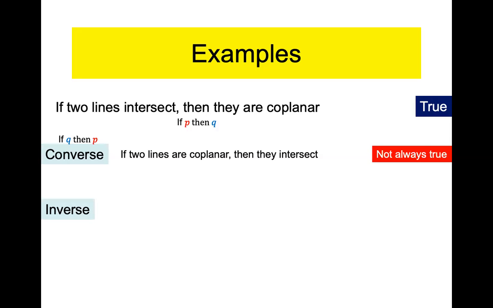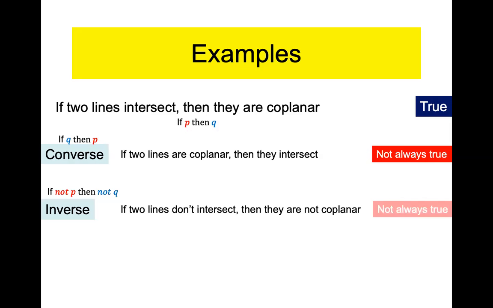What would be the inverse of the original statement? That would be: if not P, then not Q. If two lines do not intersect, then they are not coplanar. True or false? False. That one's false too, because think of parallel lines. If two lines don't intersect and they are not coplanar, well, parallel lines are coplanar. So that one would not always be true.